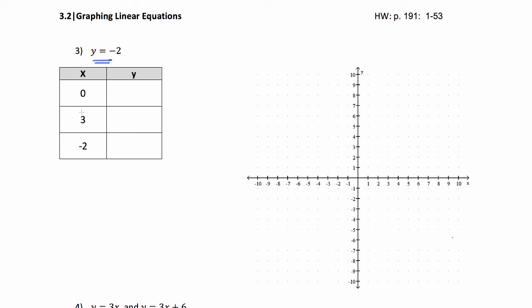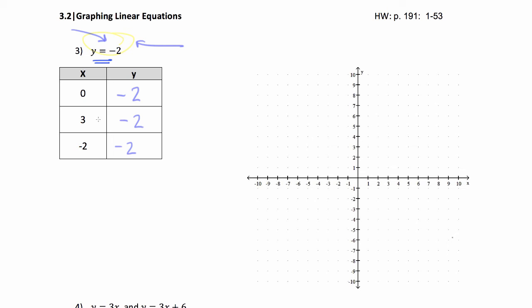If x equals 0, what's y? And people get confused about this, but what's y? Y is -2. So if x is 0, y is -2. If x is 3, what is y? Y is -2. If x is -2, y is -2. So what this is saying is no matter what x is, in this situation, y is -2. And that's a weird line.